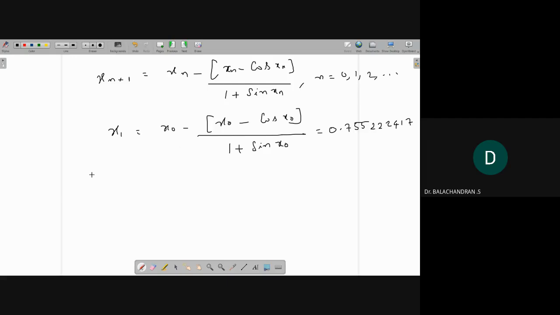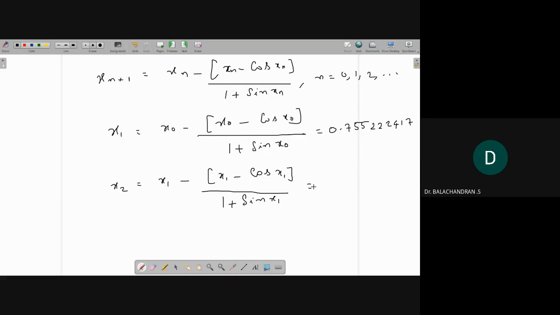Now please write. Don't do anything in the calculator. Now x2 equal to x1 minus cos x1 divided by 1 plus sine x1.